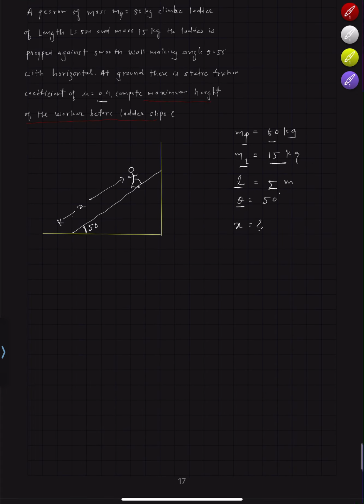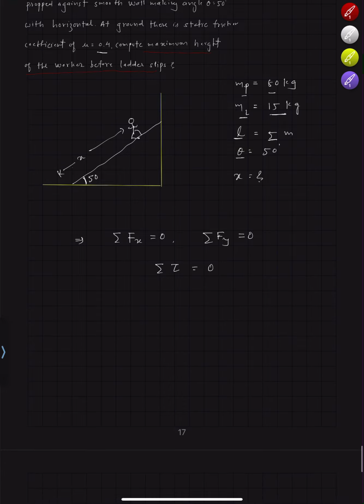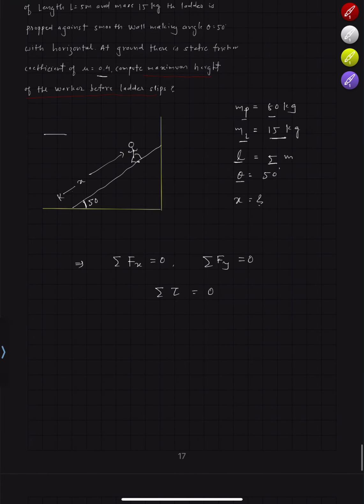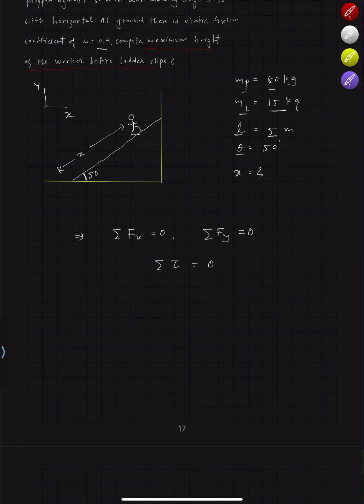Okay, so for this equilibrium condition, the force body diagram: the sum of the forces in the x direction is equal to 0, the sum of the forces in the y direction is also equal to 0, and the sum of the torque about any point also needs to be 0. So now this is our x direction, this is our y direction. Let's see what forces are acting in the y direction.